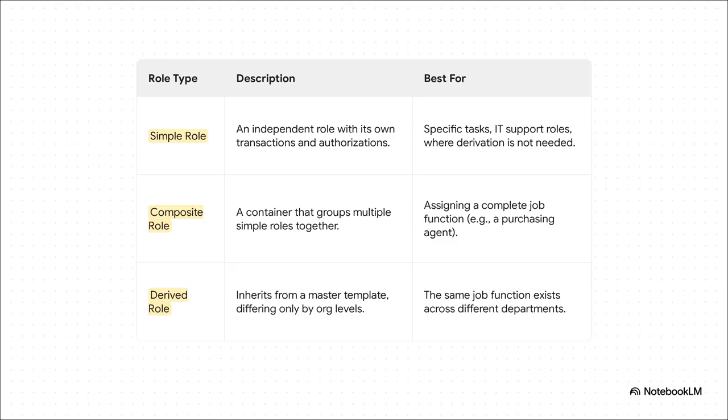Then you have a composite role, which is kind of like a keychain. It doesn't hold any permissions itself, it just holds a bunch of simple roles together to make up a complete job function. And finally, you have derived roles, which are basically copies of a master role that only change based on things like which department or company code someone works in.